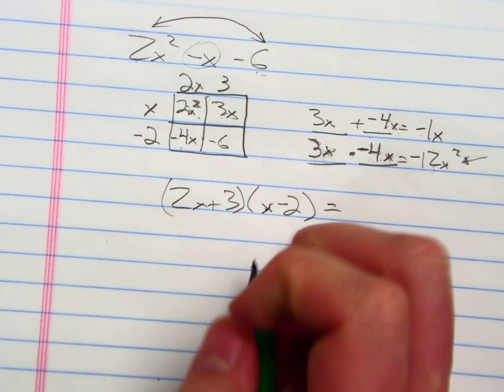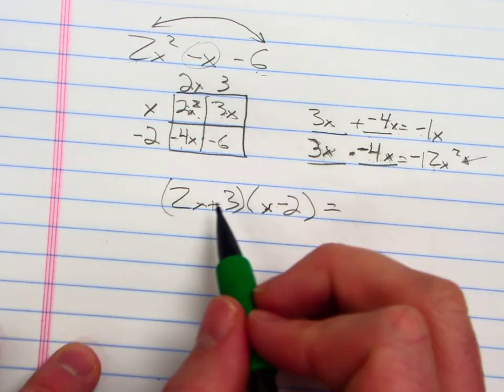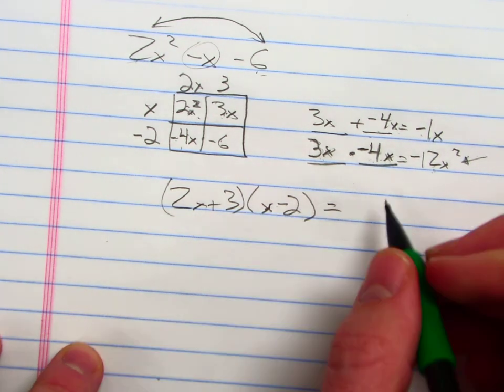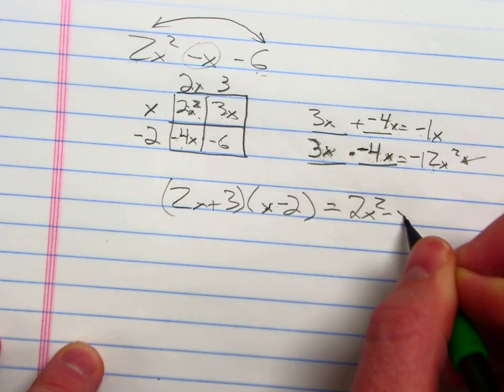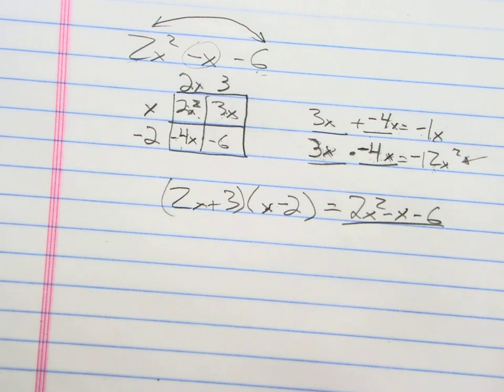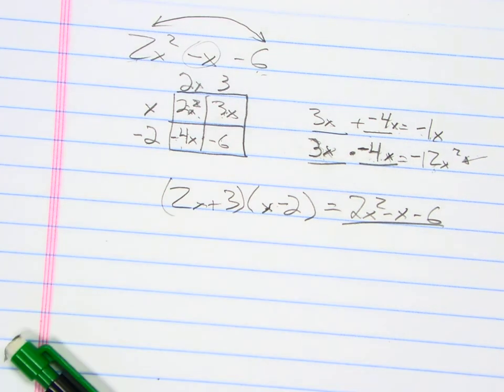And once again, I should never miss a problem like this, because I can use my distribution method or my box method to multiply these back out and find out that I do in fact get the polynomial that I want for my product, which is 2x squared minus x minus 6.